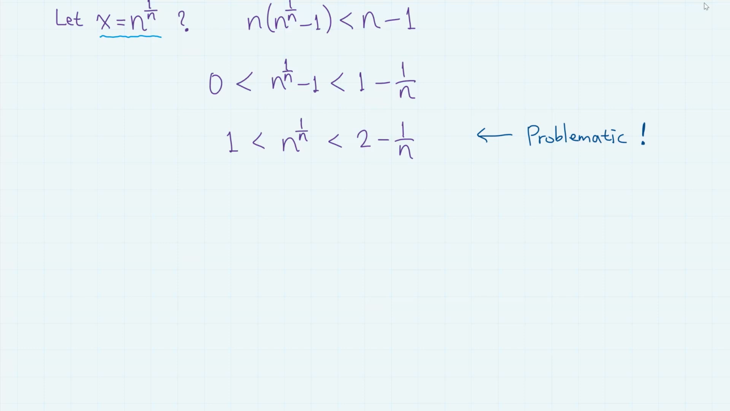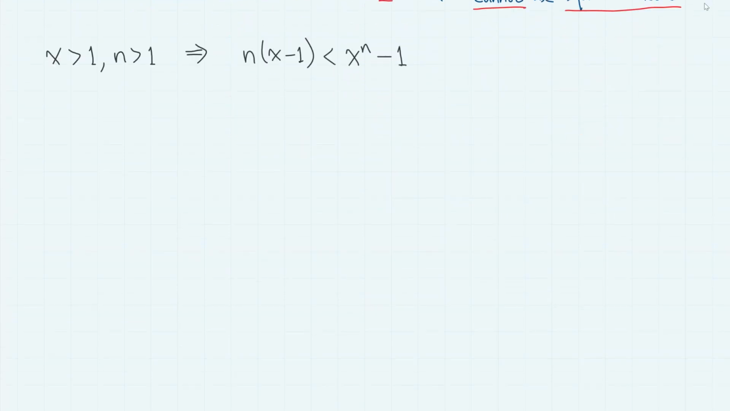However, this inequality right here is problematic because the leftmost part is just the constant 1, so it converges to 1 as n goes to infinity, but the rightmost part converges to 2 as n goes to infinity. That is, we cannot use the squeeze theorem with this inequality. Therefore, we have to go back and try another value.